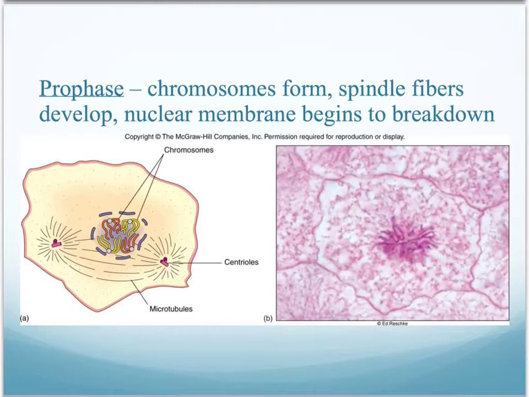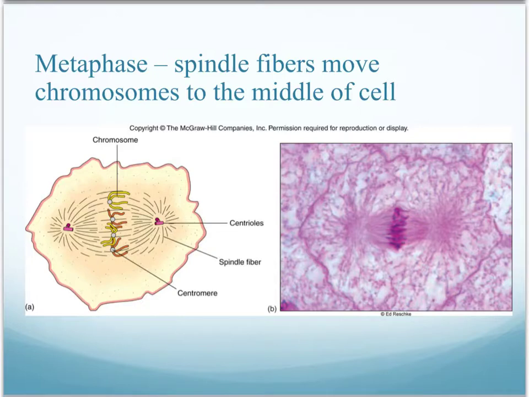The photo to the right shows an actual cell in prophase. Notice that chromosomes are visible and no nuclear envelope can be seen. We do not see the centrioles, however, because of their small size. Near the end of prophase, the spindle fibers have all attached to each chromosome and the centrioles are moving to opposite sides of the cell.